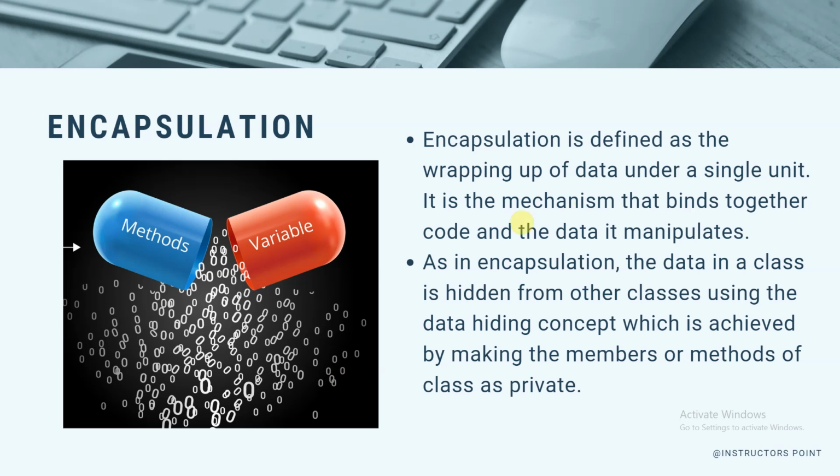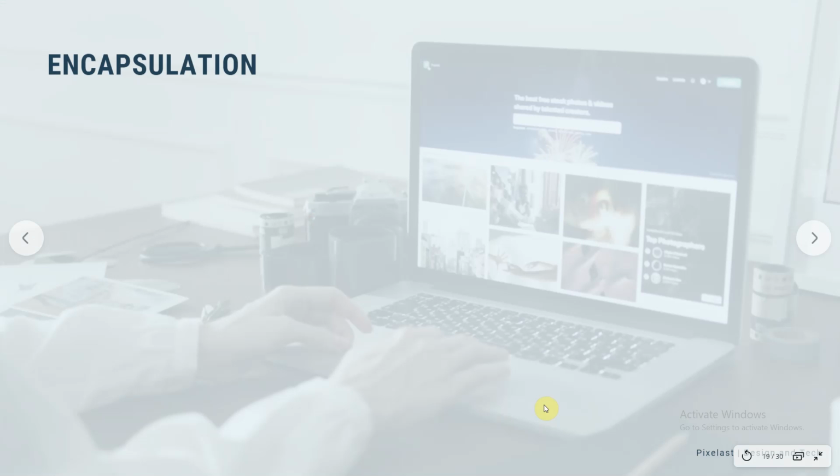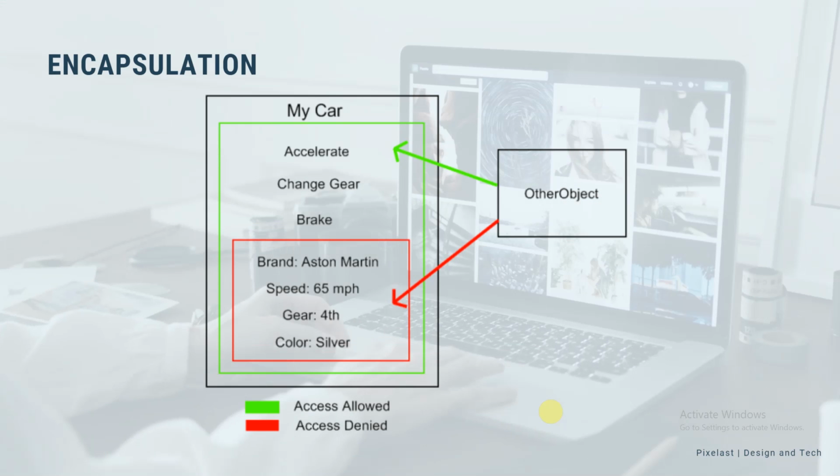So encapsulation is defined as the wrapping up of data under a single unit. It is a mechanism that binds together code and data it manipulates. In encapsulation, the data in a class is hidden from other classes using the data hiding concept I told you earlier, which is achieved by making the members or methods of the classes private. Now let's see an example to better understand encapsulation.